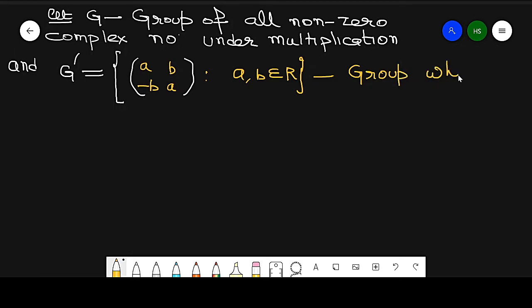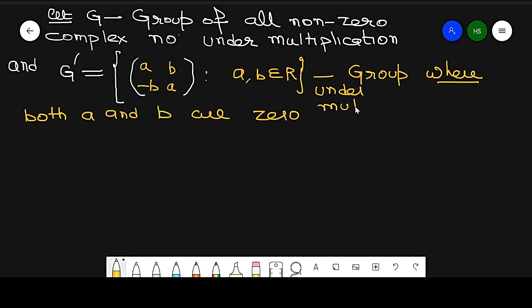Where not both A and B are 0. One may be 0, but not both A and B are 0. So this is a group under multiplication. So we have two groups. One is G of all non-zero complex numbers, that is under multiplication, and the second is G'.